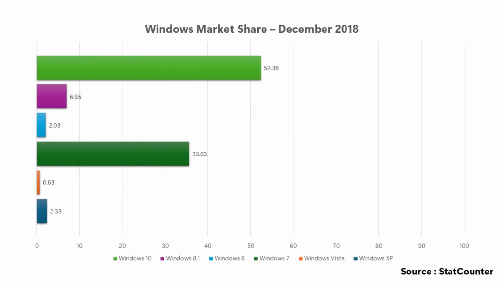But other than that, it's just your typical feature update, and by the end of 2018, Windows 10 finally reached its sub 50% by rocking at 52.36%, while Windows 7 now sits at 35.63% and Windows 8.1 now at 6.95%.